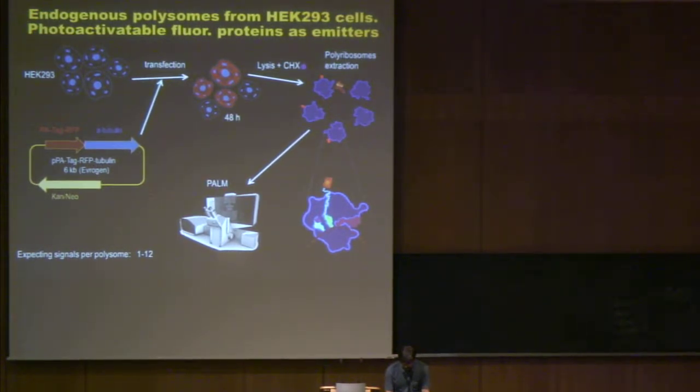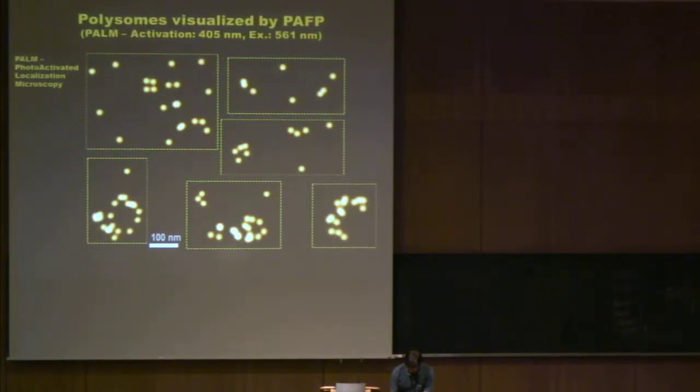So we visualized these polysomes. You see, all signals are the same, the intensities are the same. So we conclude that this way is preferable to visualize polysomes. With super resolution microscopy, we can discern each ribosome in the polysome. It was our initial goal.